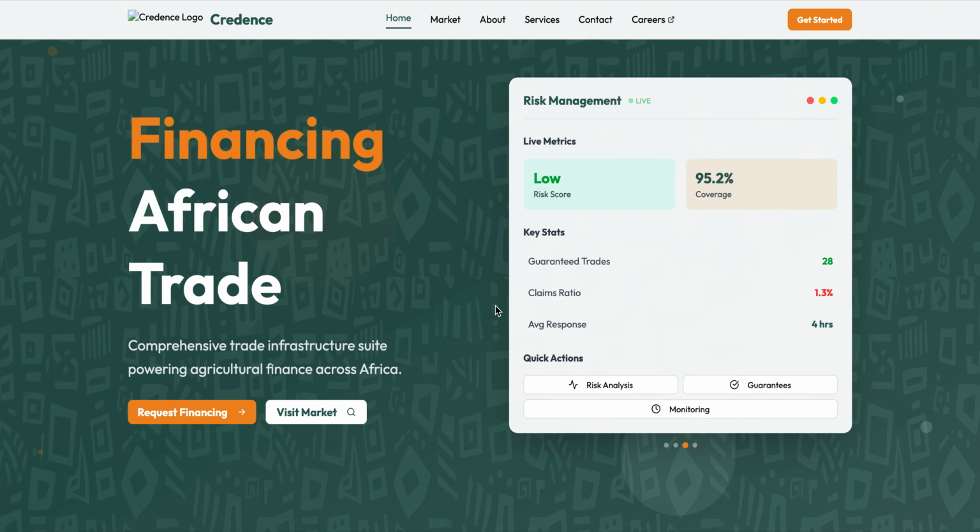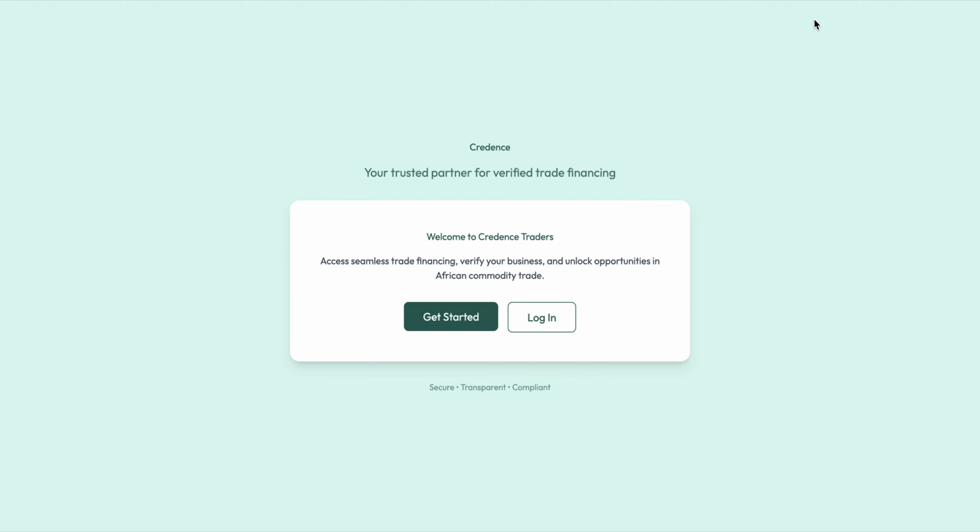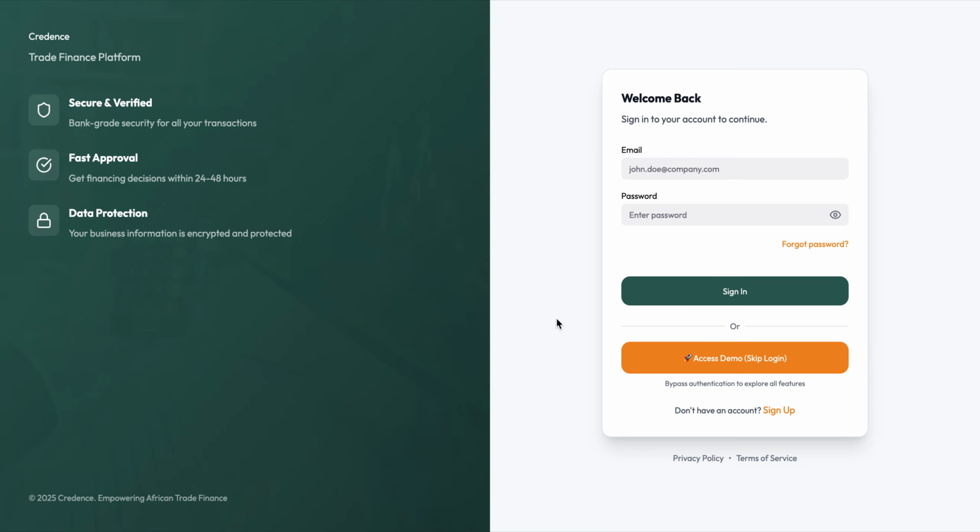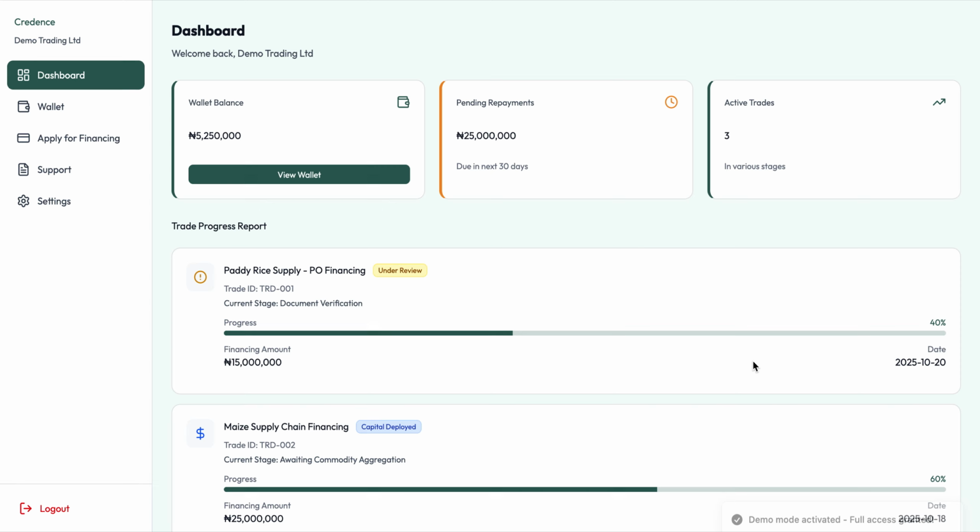To give context to what Credence does, Credence is a trade infrastructure layer that enables agricultural businesses to access capital and as well for capital providers to also provide capital to commodity trades. Getting started on Credence is easy. When you sign up on Credence as a trader, this is the kind of interface you interact with.